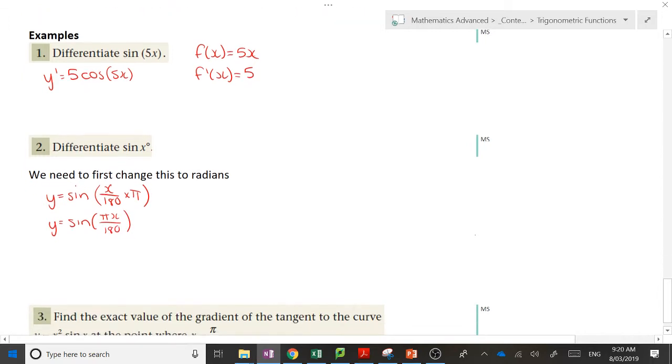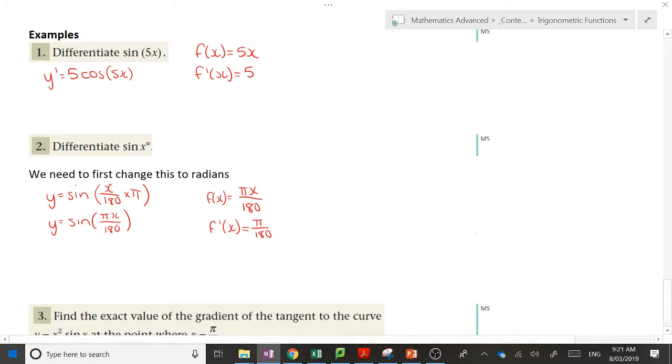So when I differentiate this, if I differentiate inside the brackets with respect to x, so pi x over 180. Now remember, pi and 180 are just numbers. So just like when I had the 5x, what will it be when I differentiate this? It's just pi over 180, because that x would come down a power to the power of 0. We're differentiating with respect to x, so pi and 180 are just numbers.